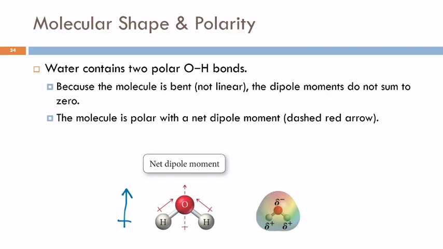So water is a polar molecule. If we look at its electron density, the hydrogen end of the molecule has a slight positive charge, and the oxygen end has a slight negative charge. Any questions?